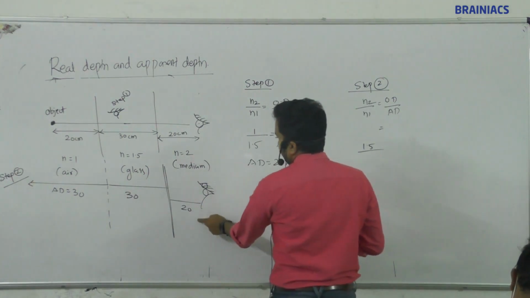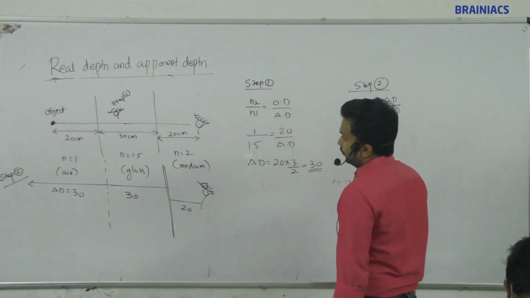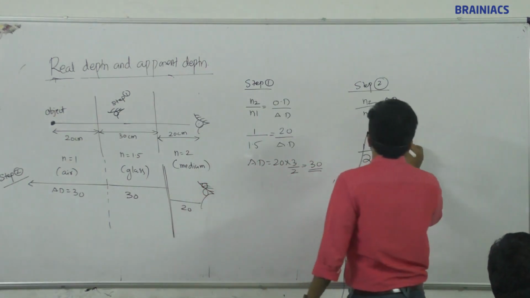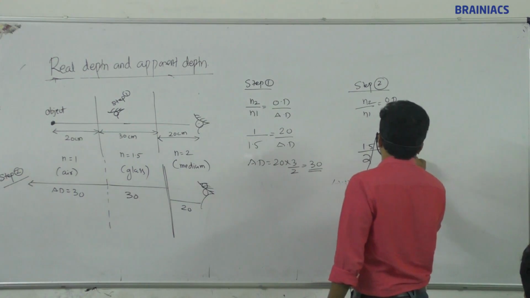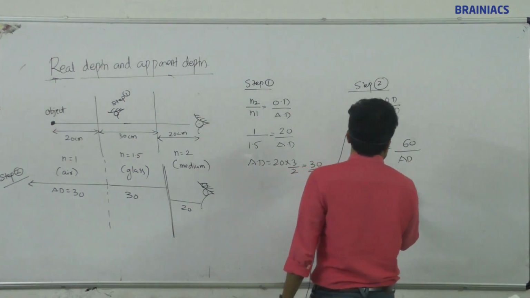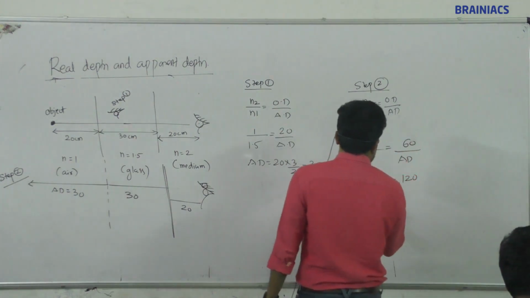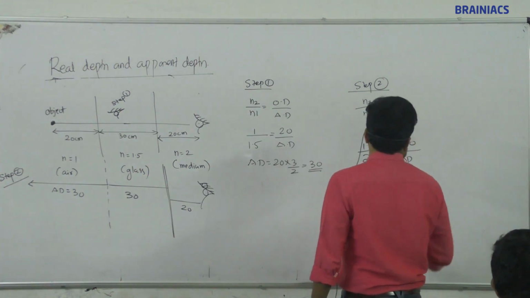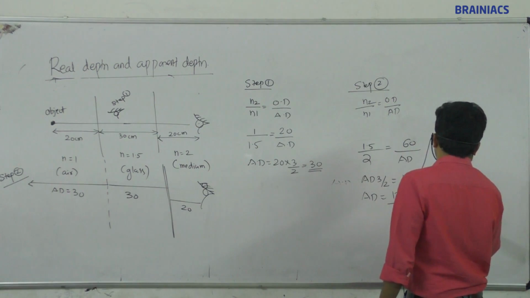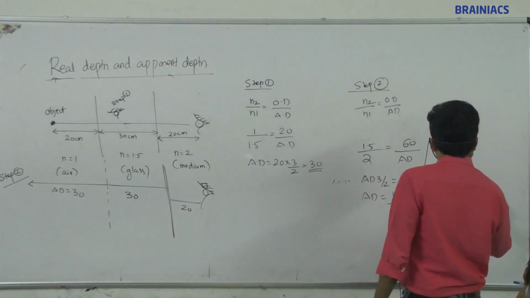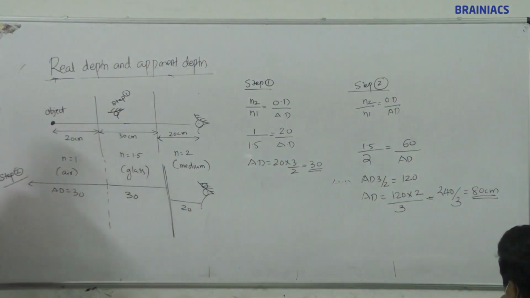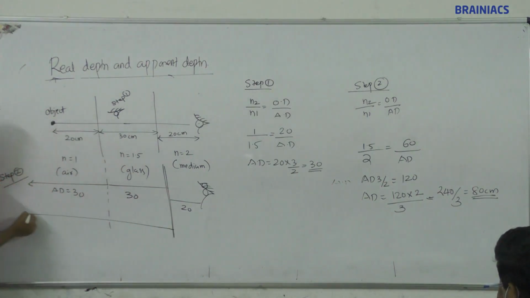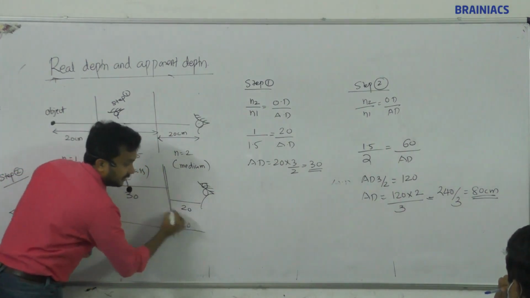N1 is from where this medium 2 is, equal to original depth 30 plus 30, 60, by apparent depth. So apparent depth into 3 by 2 is equal to 120. Apparent depth is equal to 120 divided by 3. So 240 divided by 3, answer is 80. So here this will be seen at a height of 80 centimeter from the eye means extra 20.